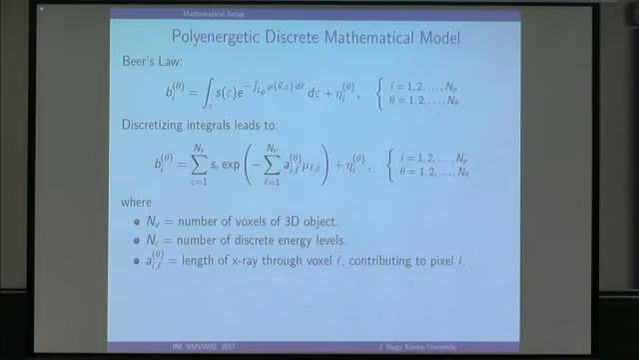It's basically the length of the ray through whichever voxel it goes through. I'm going to have a number of voxels that I discretize my object into, and the number of energies at which I want to discretize my spectral distribution function. So in matrix-vector notation, this would look like this.